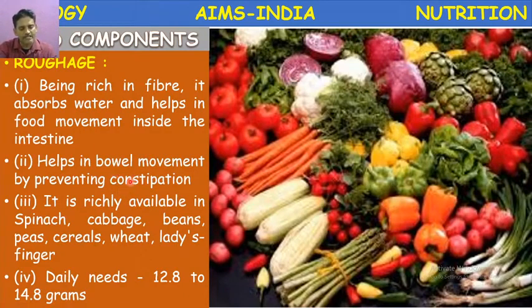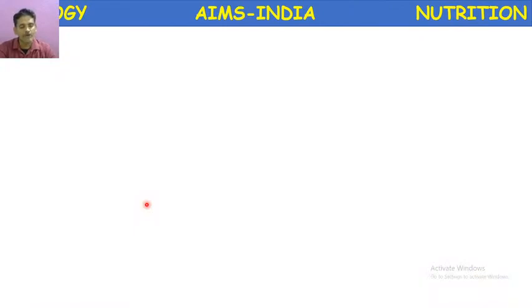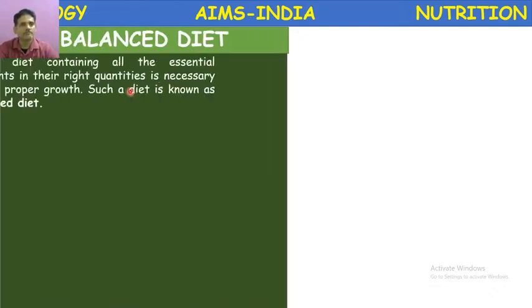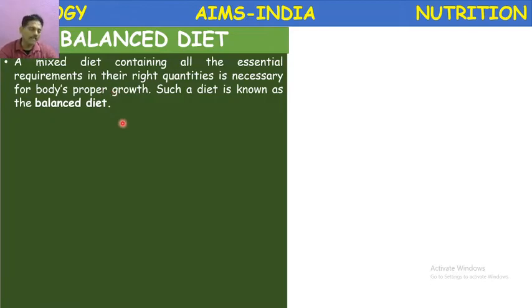Next, water fills the intercellular spaces. We are multicellular organisms. The intercellular spaces are filled with water. Or it is a part of the matrix of the cell or protoplasm of the cell. Next, it regulates body temperature and maintains osmotic balance. That's why, how much water do we require every day? We need nearly 3.7 liters of water. Okay, that is around 15 cups of water for a man and 2.7 liters of water for women. Okay. So, finally, about balanced diet. What is a balanced diet?